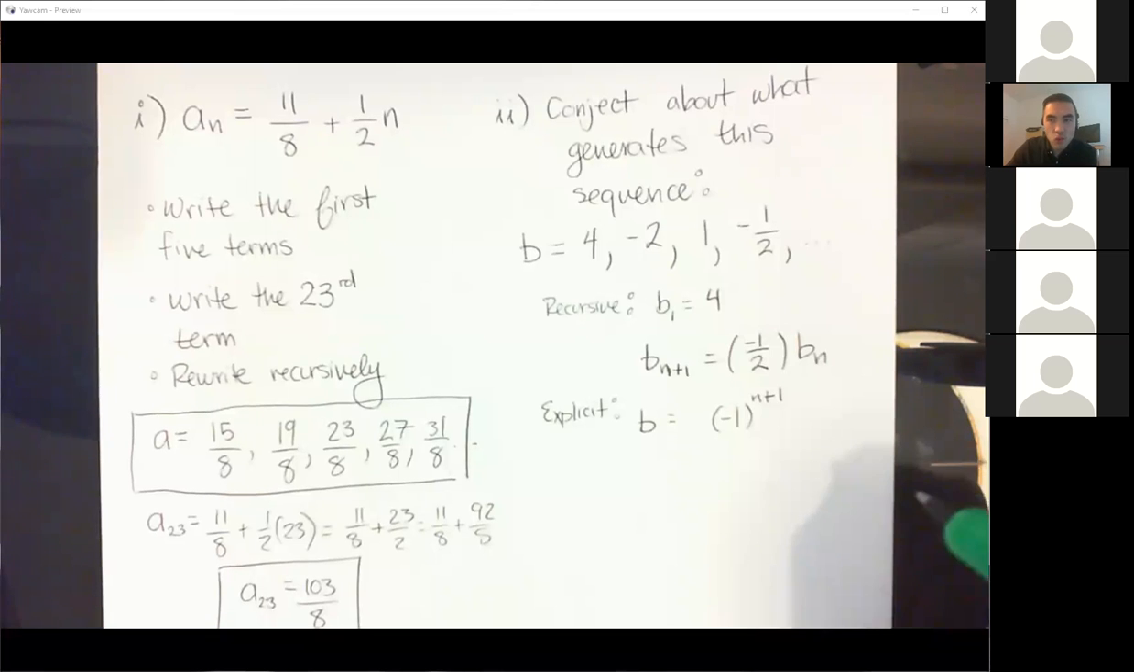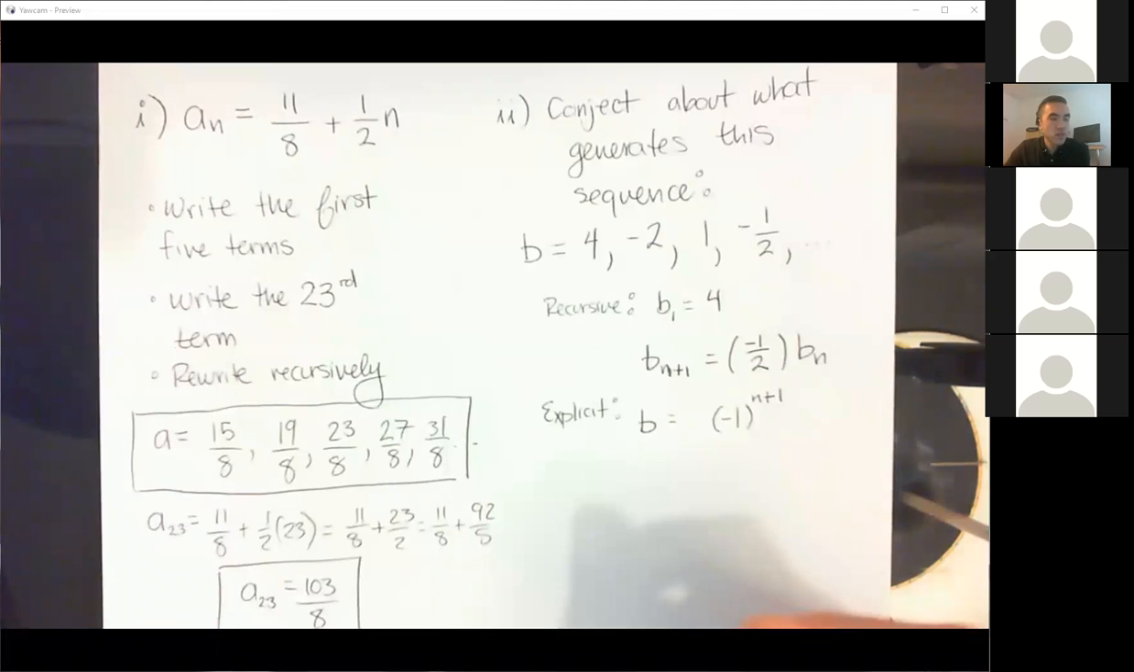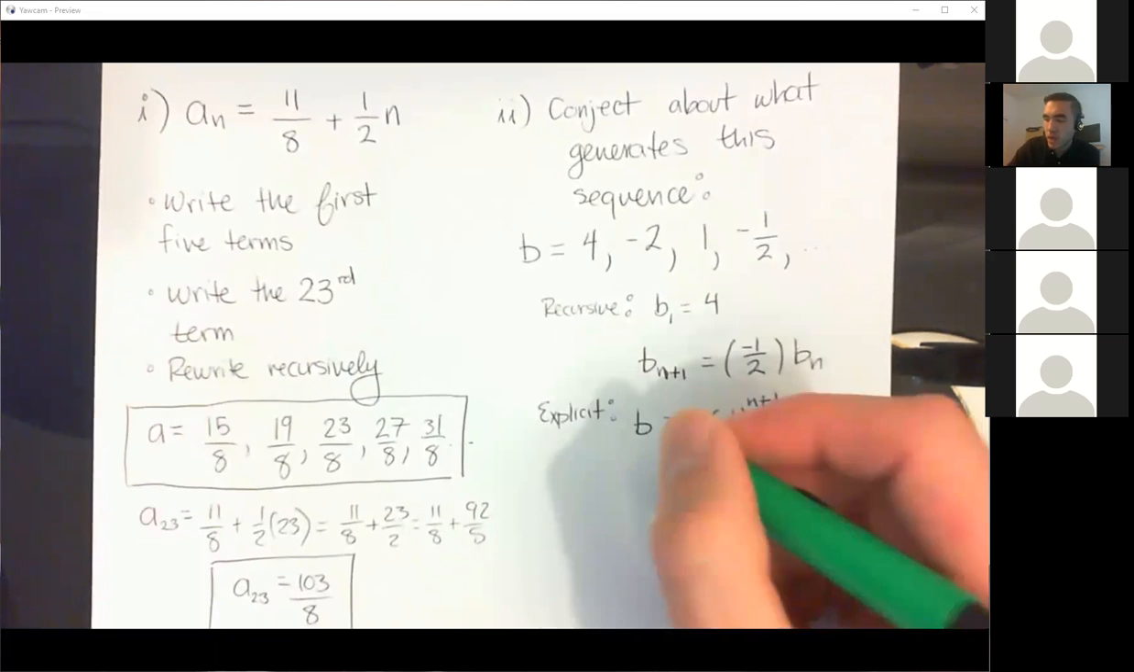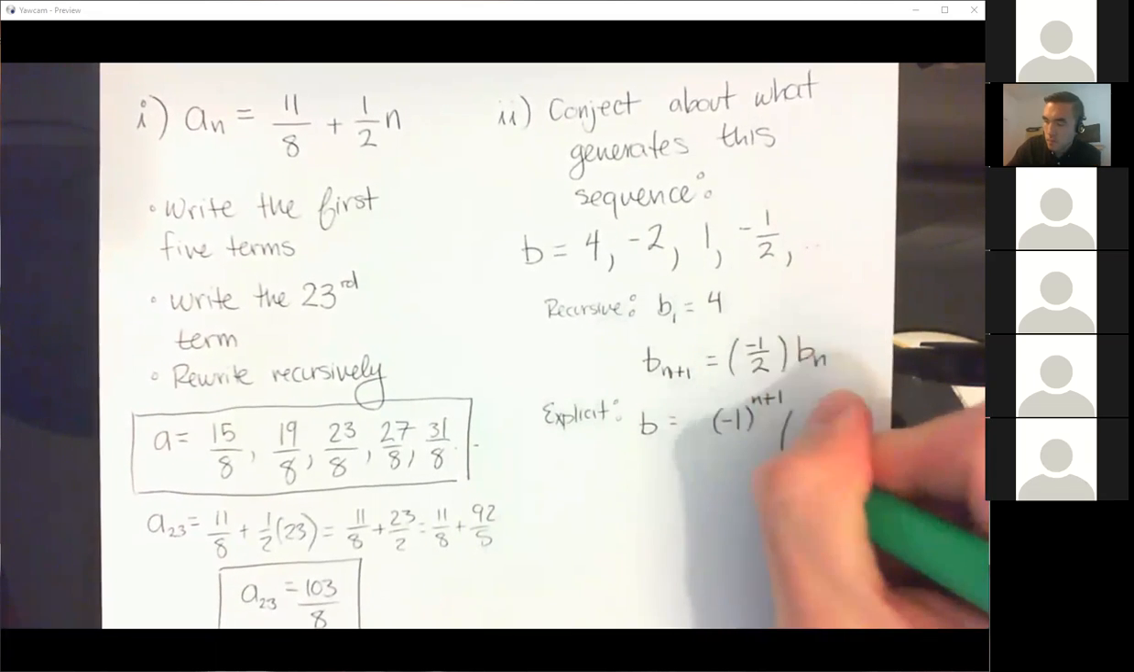Every time I step forward through n's, we are multiplying by half again and again. So the first time I multiply by half, that's 1/2 to the 1. The second time I multiply by 1/2, that's 1/2 to the 2. The next time I multiply by 1/2, that's 1/2 to the 3. So what do I write? It's 1/2, but? To the 4th.